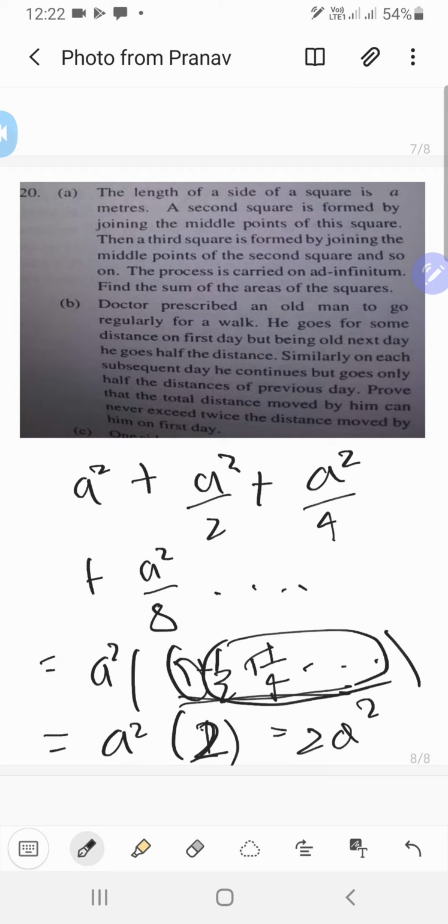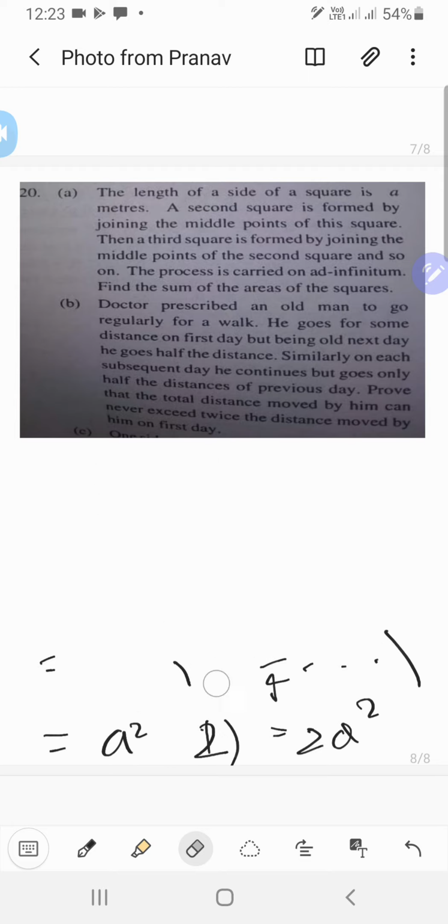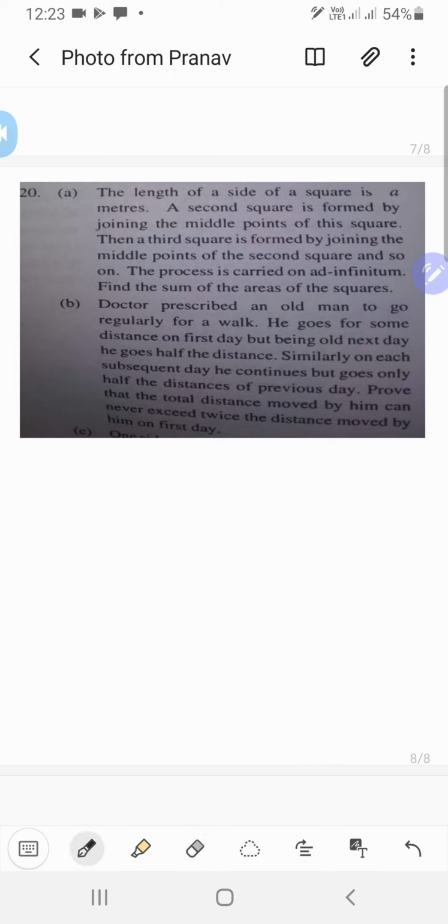Okay, the next thing is, a doctor prescribed an old man to go regularly for a walk. That's nice. He goes for some distance on the first day, but being old, the next day he goes half the distance. Similarly, on each subsequent day he continues but goes only half the distance of the previous day. Prove that the total distance moved by him can never exceed twice the distance moved by him on the first day.